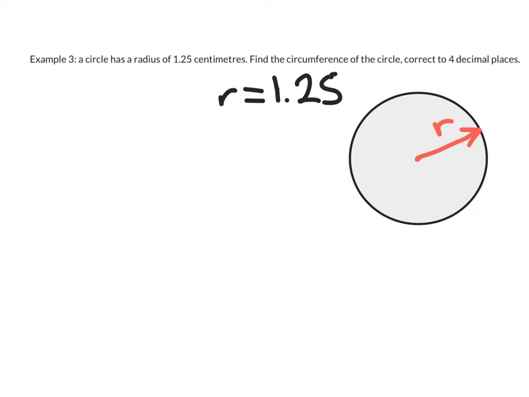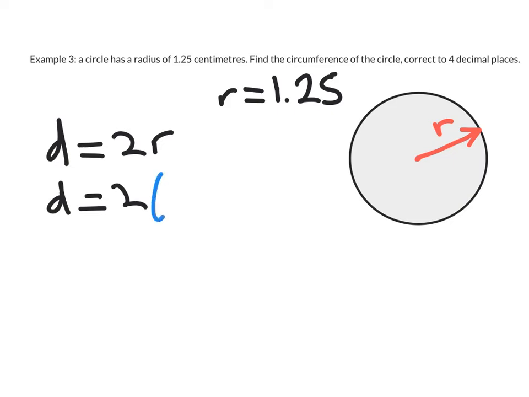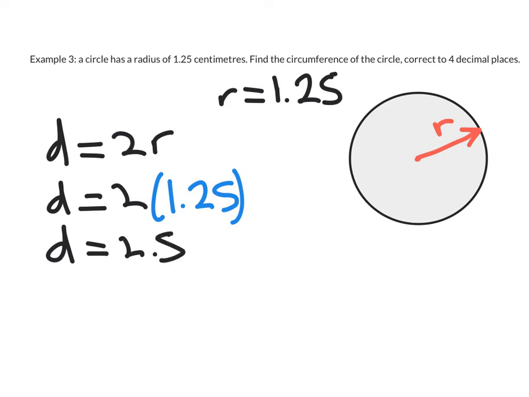So we can use the relationship now that to find our diameter, d is just going to be 2r. What that's telling us is we just have to double the radius to find our diameter. So we can substitute in that d is equal to 2 times 1.25, which simplifies to our diameter being 2.5 centimetres.